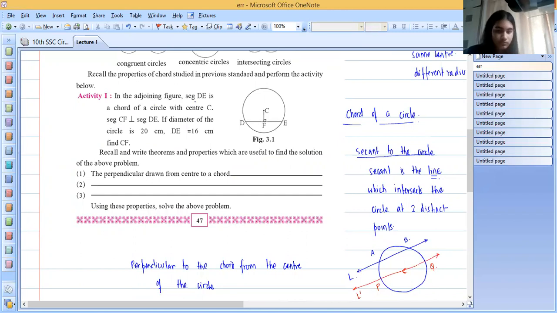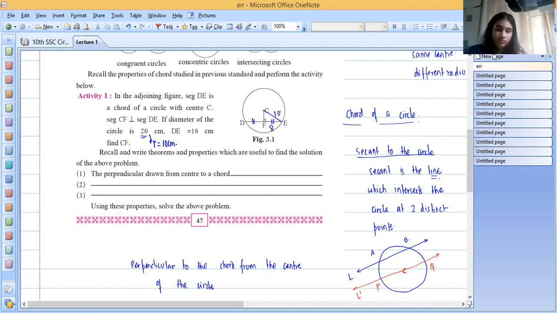In the adjoining figure, segment DE is a chord of the circle with center C. Segment CF is perpendicular to DE. Now we know that this is equal to this. Diameter of circle is 20. That means what is the radius? 10 centimeters. DE is 16. So what is FE? 8. And this is 10.